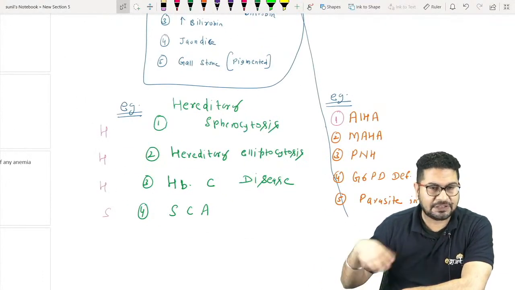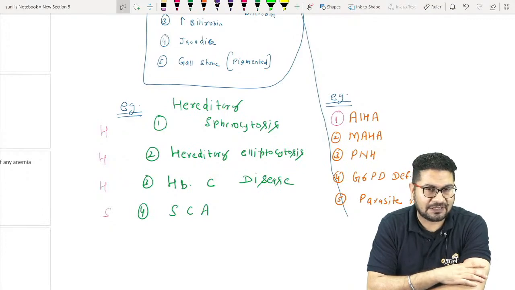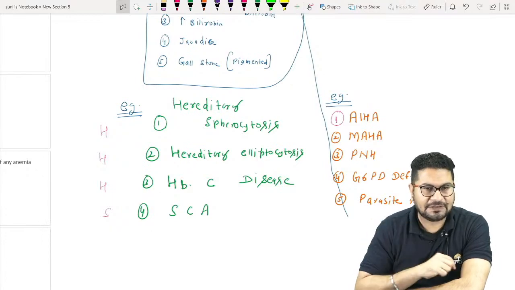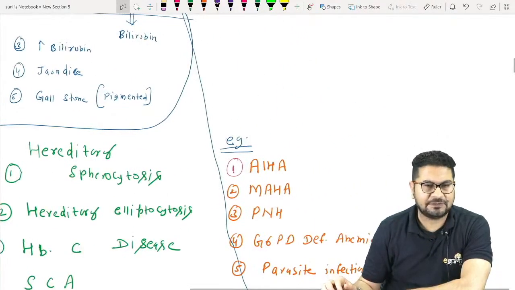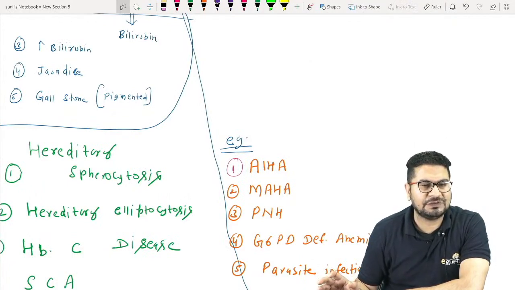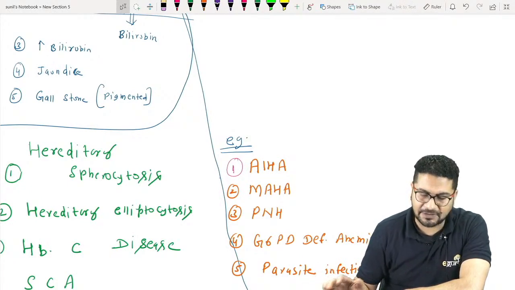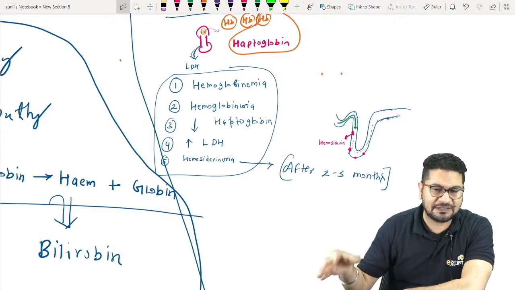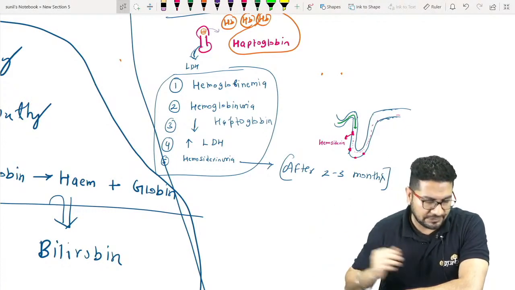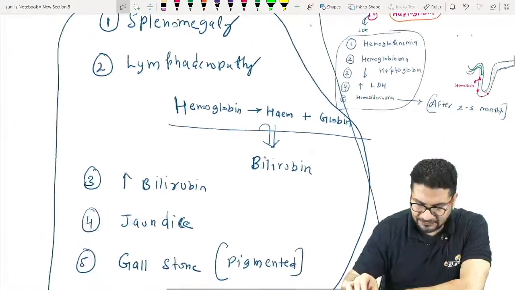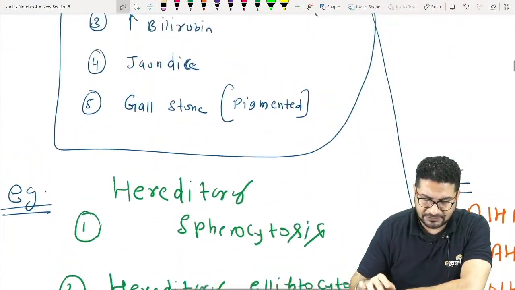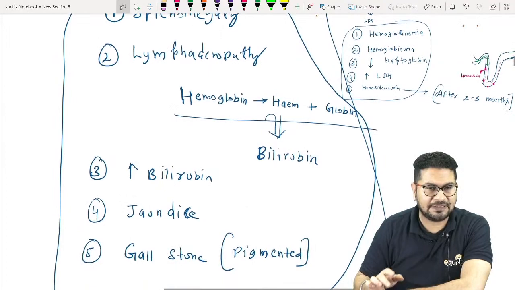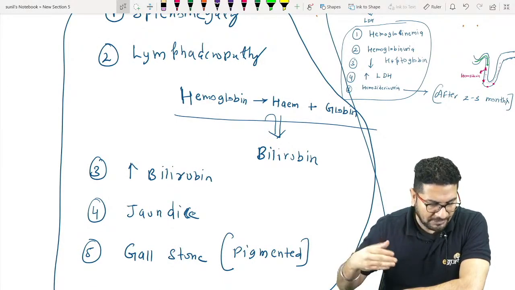Now this is given in Harrison in a detailed view, so I just tried to summarize it. Look at the screen very carefully. If I ask what features you will see in AIHA, MAHA, PNH, or G6PD deficiency anemia, the answer is the same: hemoglobinemia, hemoglobinuria, low haptoglobin, increased LDH, and after a few months hemosiderinuria. Similarly, in hereditary spherocytosis you can see splenomegaly, lymphadenopathy, hyperbilirubinemia, jaundice, and gallstone.